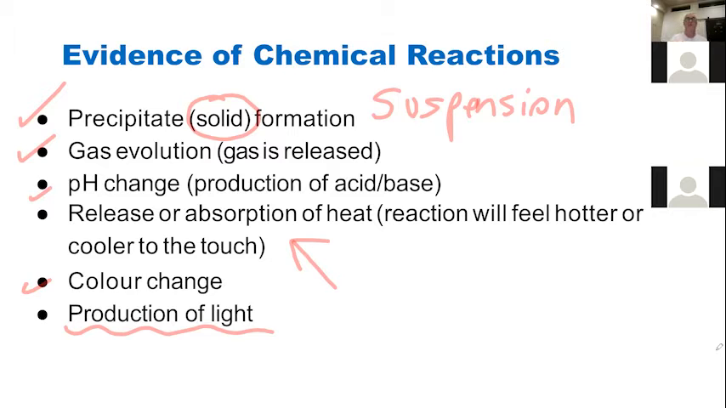So if you see light being produced, like when you strike a match or light a candle, which is one of the really simple chemical reactions, that's a clear indication that a chemical reaction is taking place.